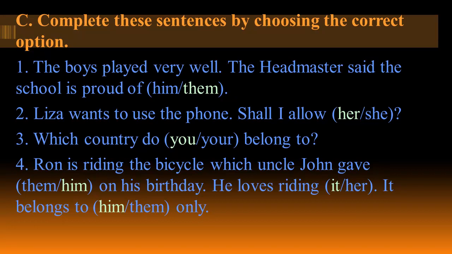Point number 4 is: Ron is riding the bicycle which Uncle John gave him or them on his birthday. He loves riding it or her. It belongs to him or them only. And the correct sentence is: Ron is riding the bicycle which Uncle John gave him on his birthday. He loves riding it. It belongs to him only. So Ron is one person here, a singular. That's why we choose him, not them.